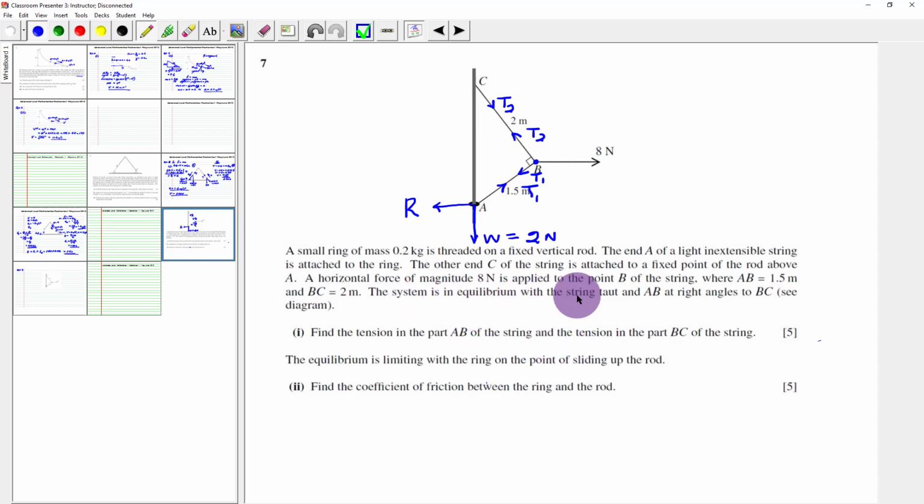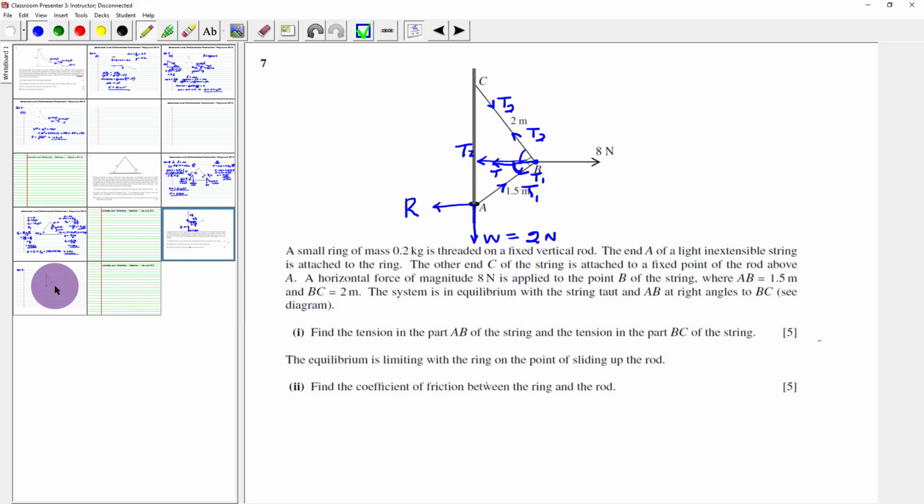So let me see whether I'm able to do that from this point. The system is in equilibrium with the string taut. So I will come here. The best point to look at is point B, whereby I look at the forces to the right. I can go ahead and resolve T2 in this direction. I'll have a component of T2 in that direction. I can also resolve T1 in the same direction, a component of T1 in that direction, in which case I might need this angle here and also this angle. So there is all that.